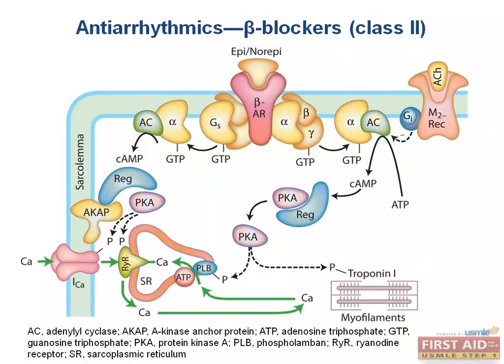Remember, this is beta-2. The key difference between beta-1 and beta-2 is that beta-1 is in the myocardium, beta-2 are on vascular smooth muscle cells, and that vascular smooth muscle cells use a different method for contraction. They do not use the troponin tropomyosin complex.